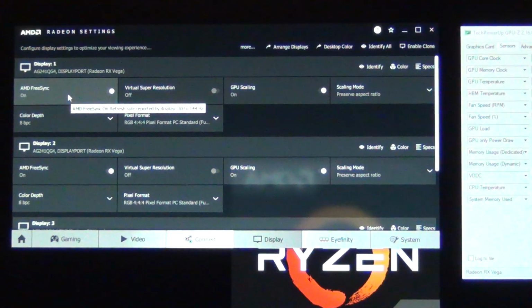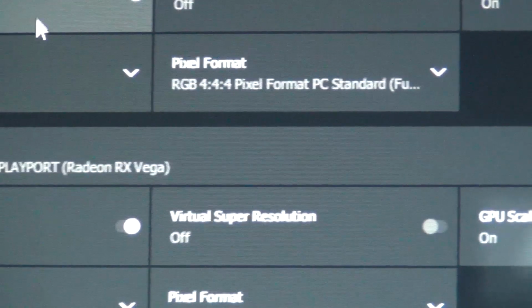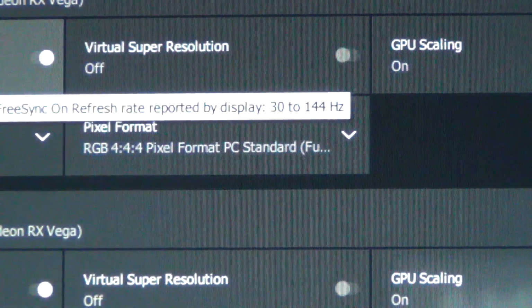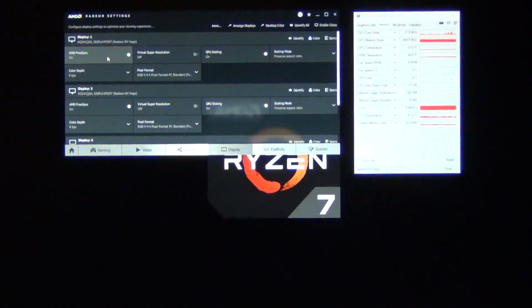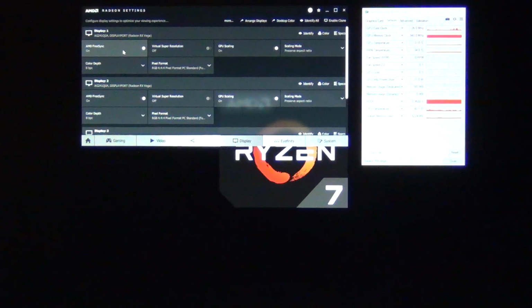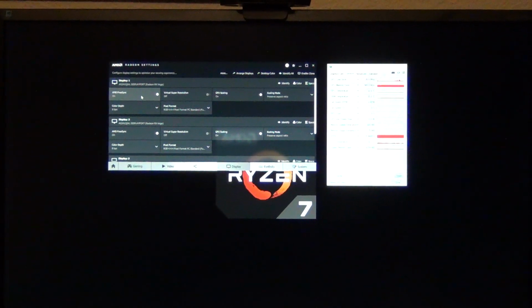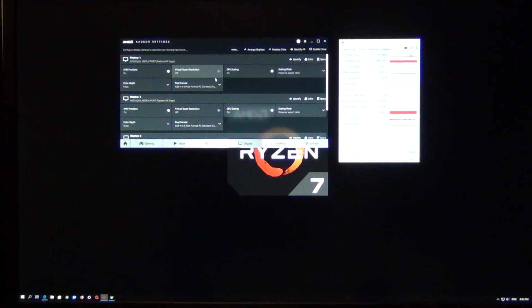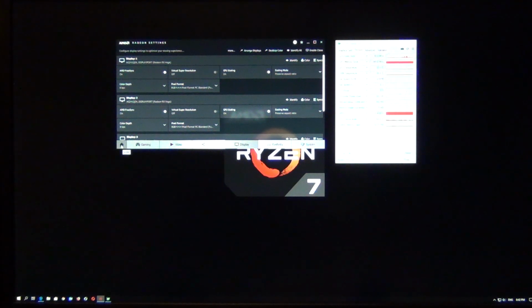The nice thing is the tooltip here tells you the range is 30 to 144Hz, so that's very good. This monitor does have low frame rate compensation, or LFC. That is a feature supported by this monitor, so it's very good. It's a pretty premium monitor. So we turn FreeSync on.